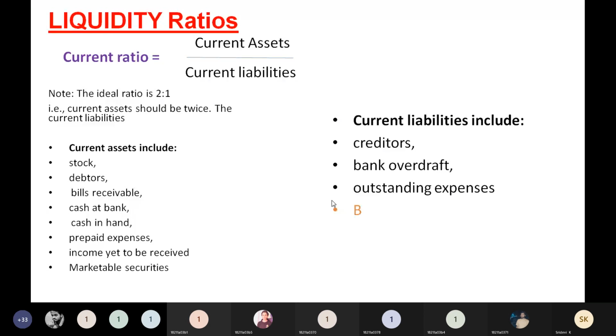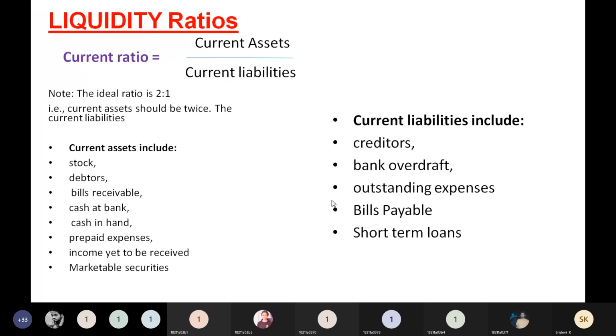Bills payable. As we receive certain bills from outside, in the same manner the company will be issuing certain bills to outsiders, like creditors. That needs to be paid to the outsiders. If a bill is issued instead of cash payment, all of those come under bills payable, which should be paid.